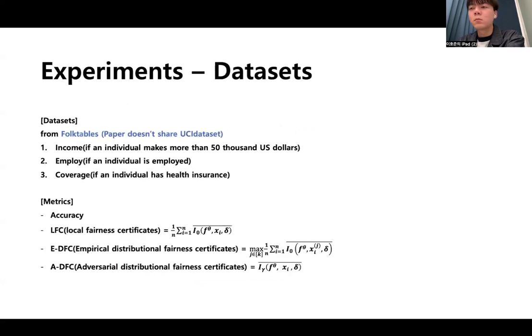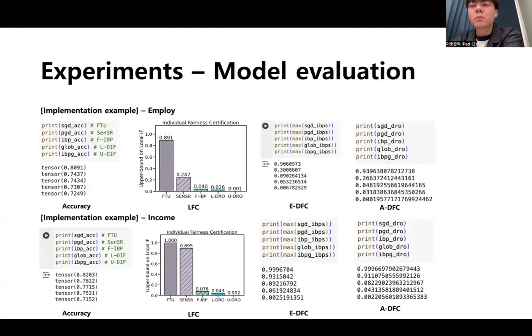I compared and verified the fairness performance of the model trained with the three new optimizing objectives proposed in this paper against two baseline models. I used the income, employment, and coverage data from the PERC table dataset and evaluated the performance based on the following four metrics. The UCI data used in the paper was not provided, so only experiments that can be confirmed with the PERC tables database are conducted.